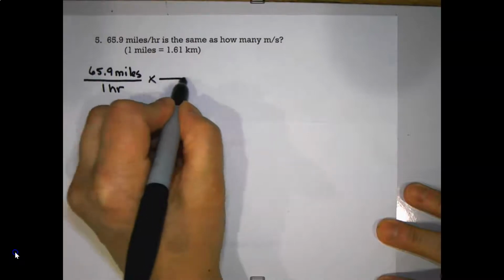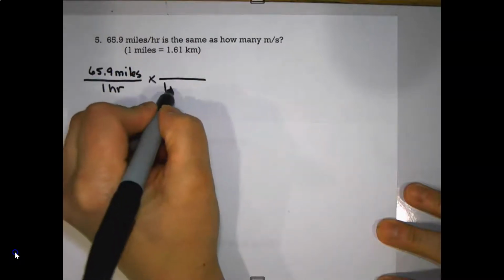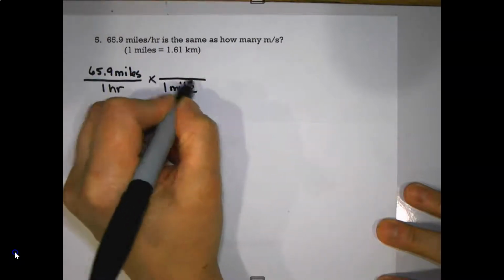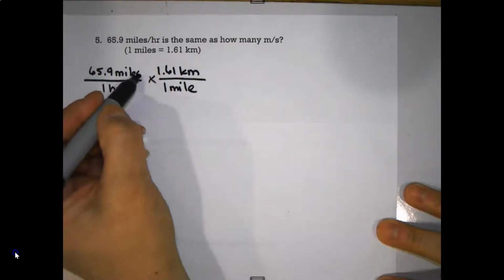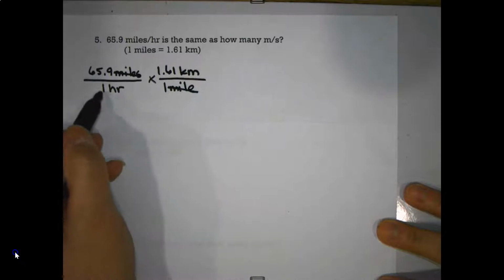So I know from this conversion factor that 1 mile is equal to 1.61 kilometers. Okay, miles cancel out, and I would have my answer. If I stopped here, my answer would be kilometers per hour. It's not what I want. I want meters per second, so I'm not done yet. But just ignoring this unit just lets it sit there.